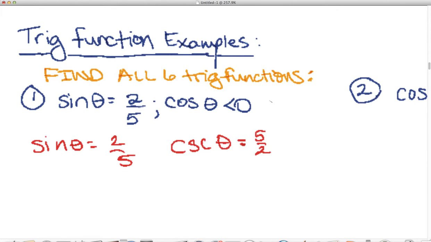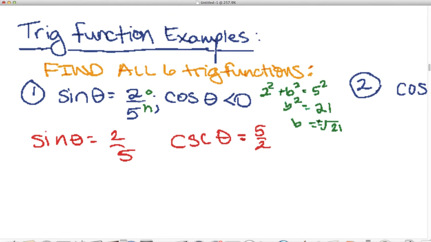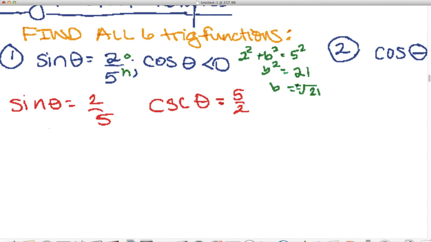So we got sine is opposite over hypotenuse. So we know it's going to be 2 squared plus missing leg squared equals 5 squared. So that's 25 minus 4, so b is going to be equal to the square root of 21. It's possible to have a plus or a minus in these. So in this case, which one is it going to be? Is it going to be the plus or the minus? Well, let's figure out what quadrant we're in, and that will tell us.